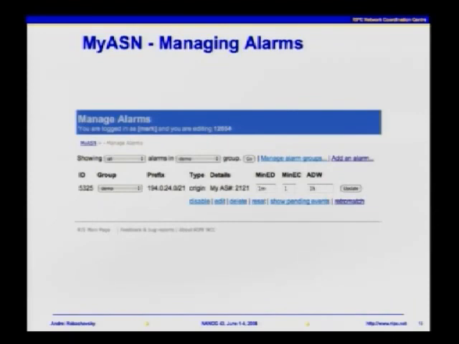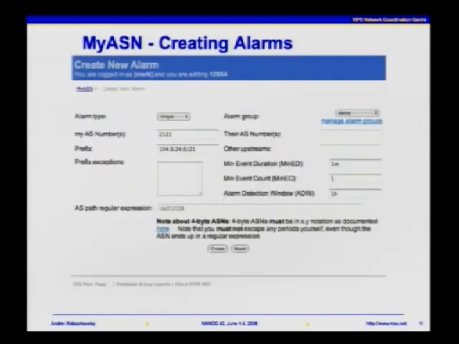Well, this alarm is actually called an origin alarm. What it does, it allows you to specify a prefix and be alerted if this prefix is originated by someone else's autonomous system. Those are some parameters of this alarm where you can specify for how long events should take place before you're notified, how many events should take place before you're notified, and some other parameters.